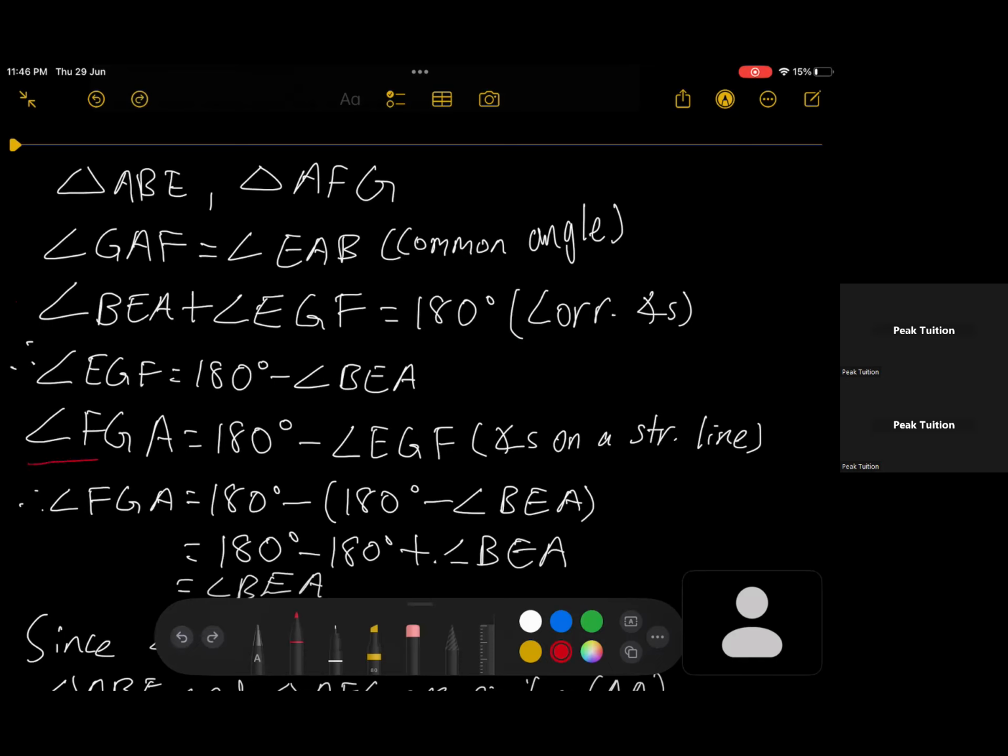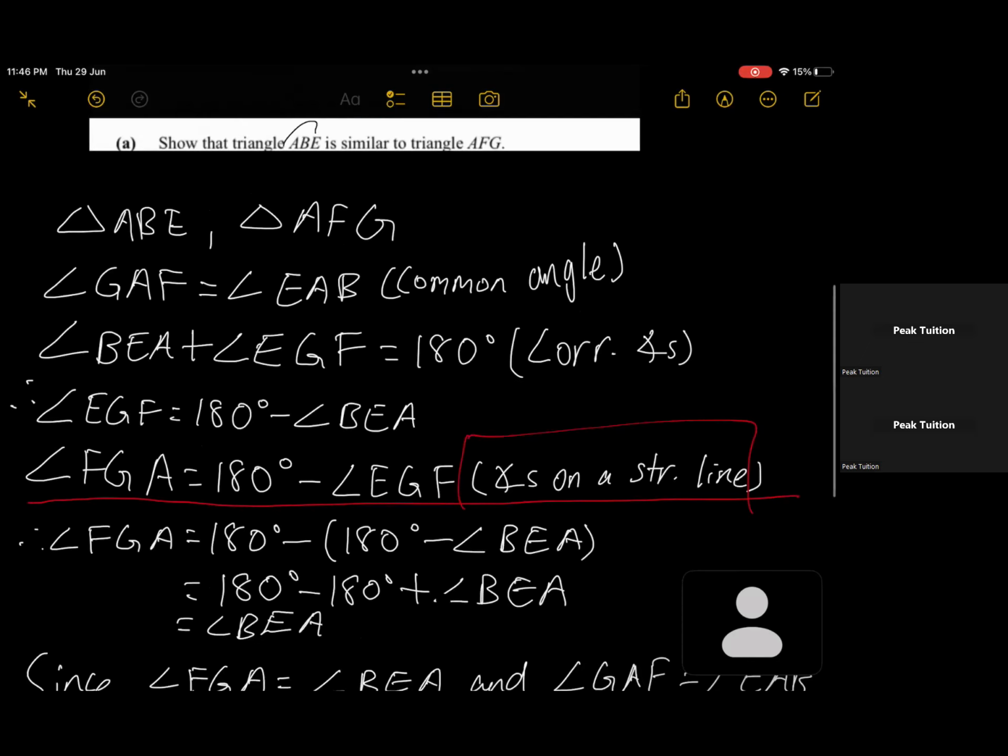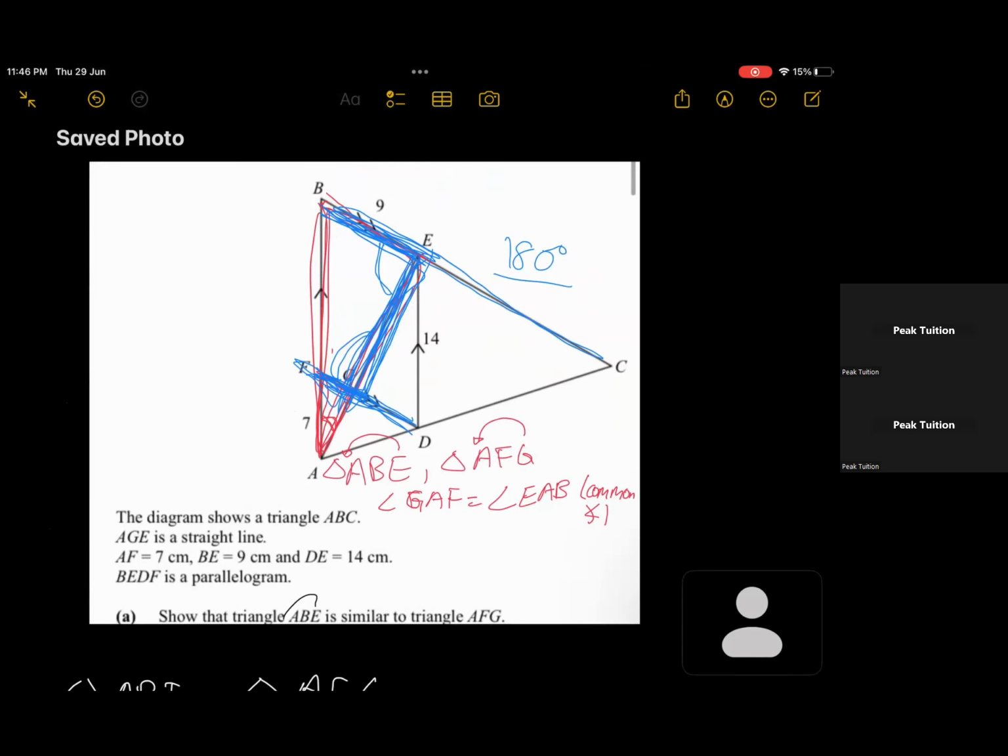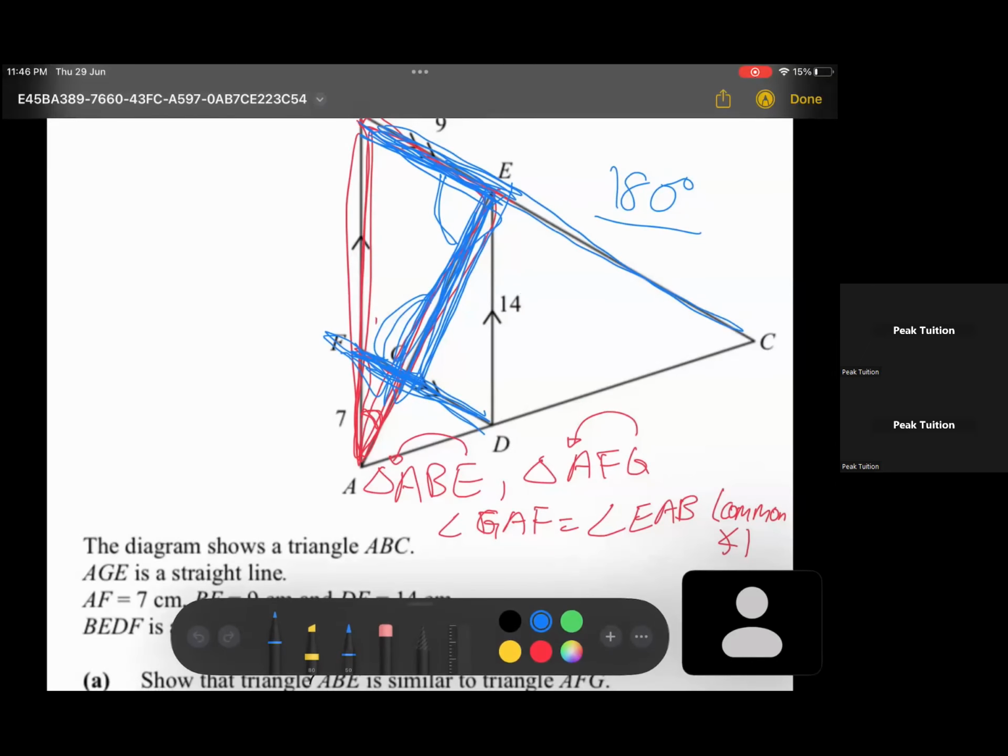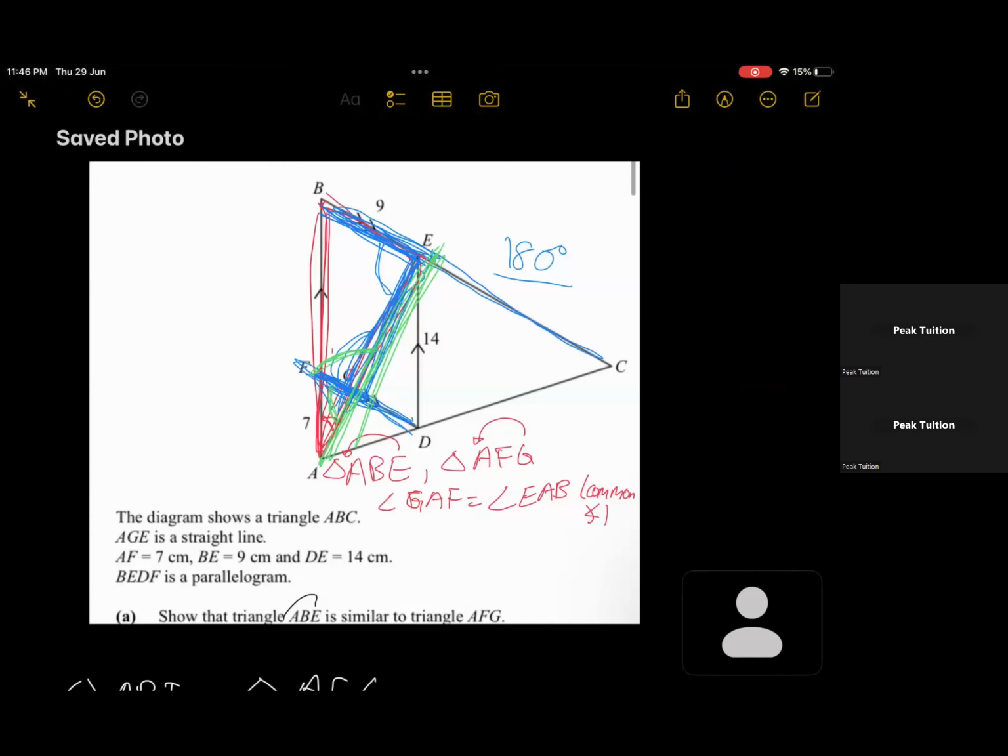Finally, we have FGA equals 180 degrees minus EGF. Now this is angles on a straight line. Let's go back to the figure to understand how these are angles on a straight line. As you can see, oh no, the diagram has gotten a little bit messy. I hope you don't mind. What I'm saying is that this angle, EGF, plus this angle makes a straight line, because AE is a straight line. I really need to clean this up. I'm so sorry for the mess. But you get the idea.